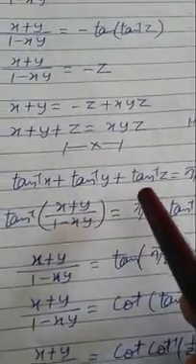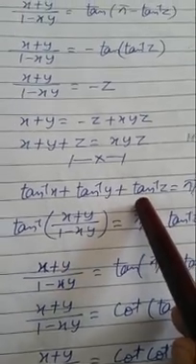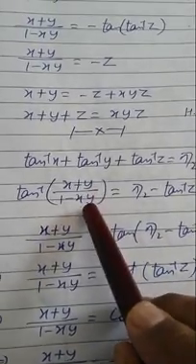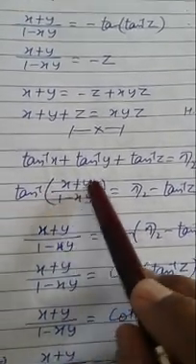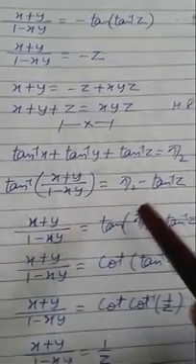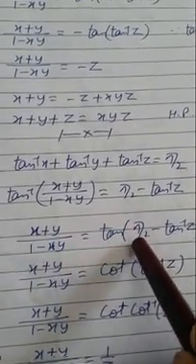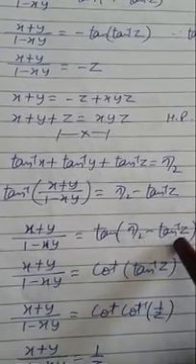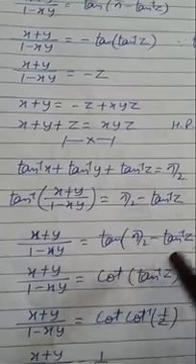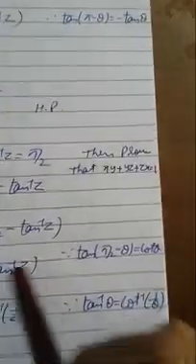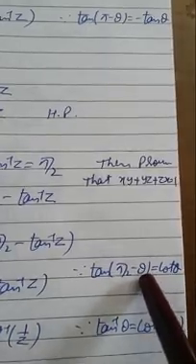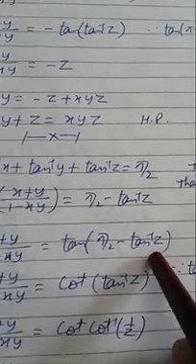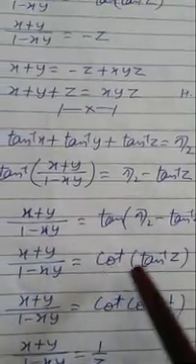Again, same procedure. Shift this tan inverse z from LHS to RHS. Again using the formula, no problem: tan inverse of x plus y upon 1 minus xy. Now we have tan of pi by 2 minus tan inverse z, that is tan of 90 minus theta. This is tan of 90 minus theta is cot theta. But in the place of theta, we have tan inverse z. So it is cot of tan inverse z.